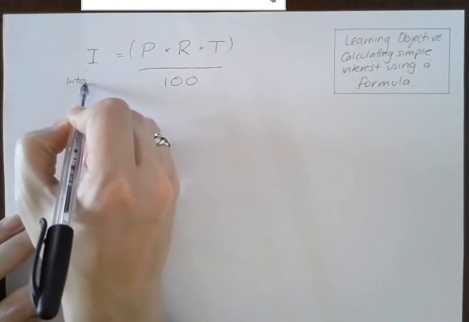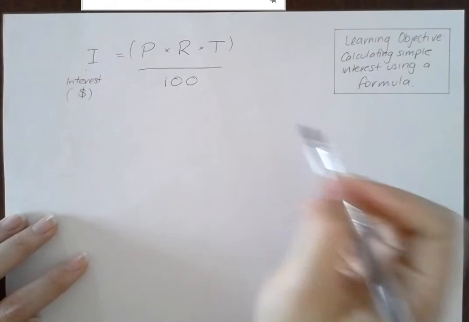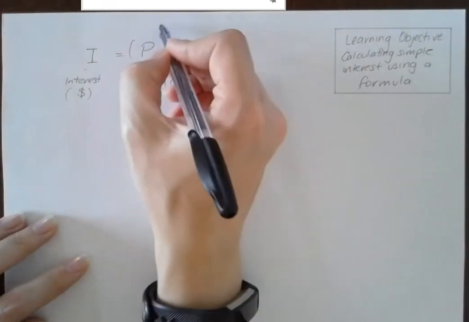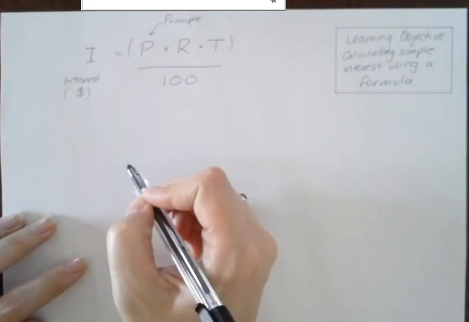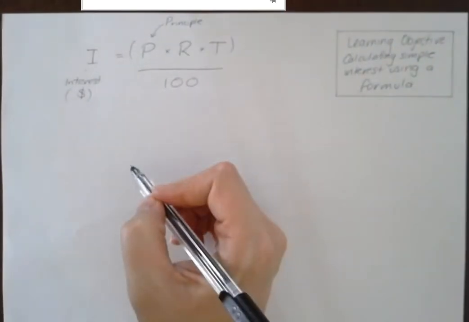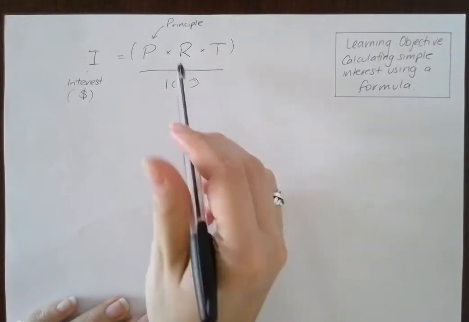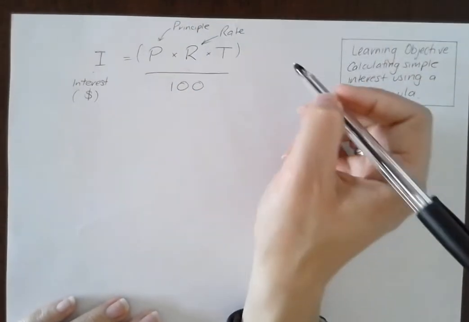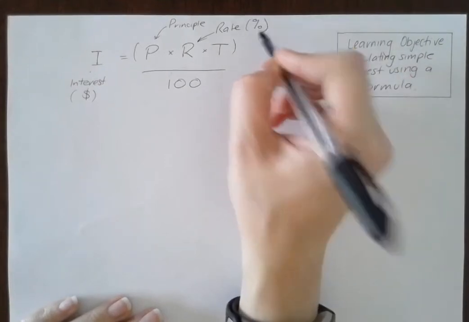Our I stands for interest in dollars. It doesn't matter whether it's a loan or an investment, we're trying to find out interest. P is for principal, or how much money we borrowed or invested. R is for rate. It is the interest rate we're looking at, simple interest rate, and I'm going to write it as a percentage.